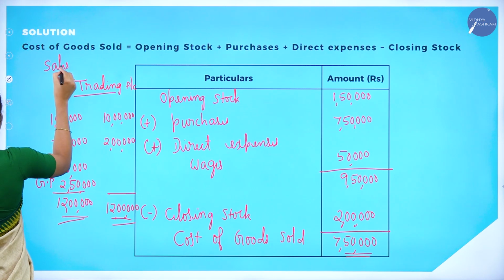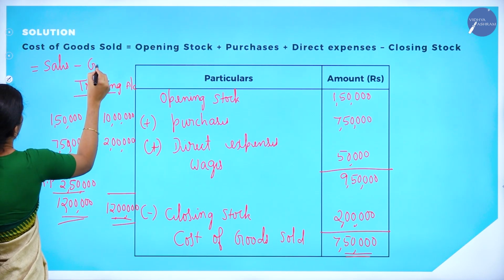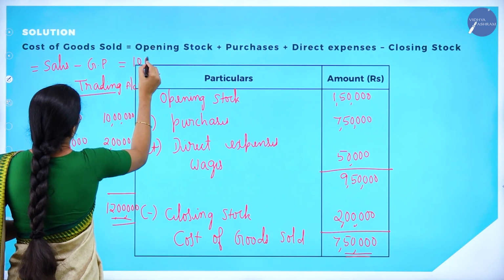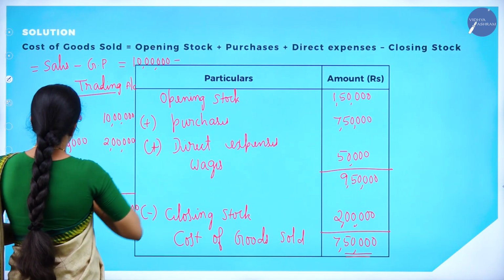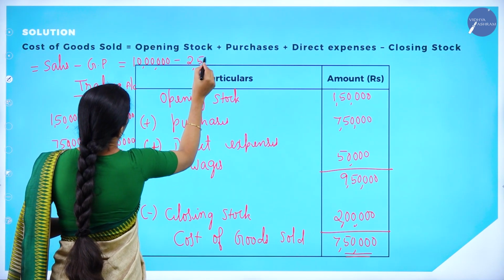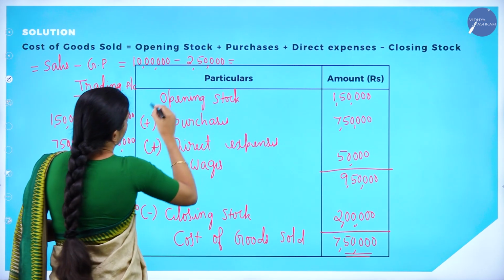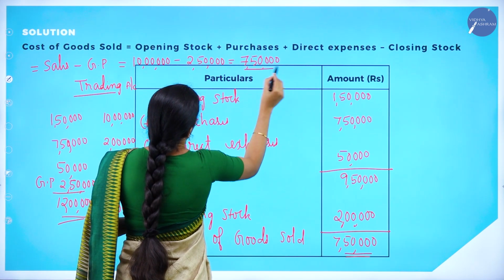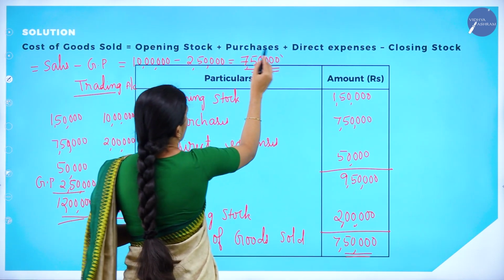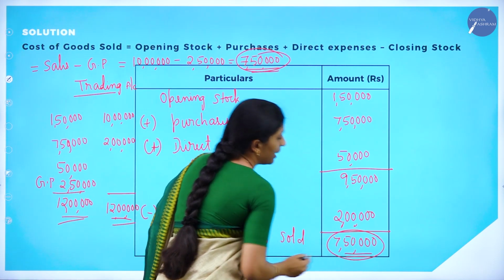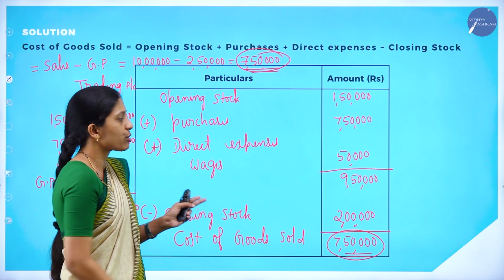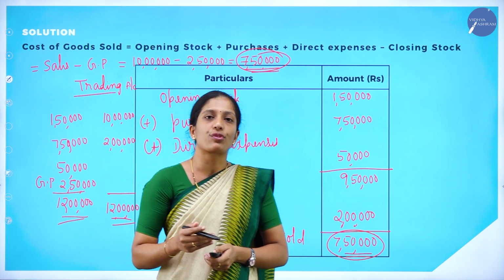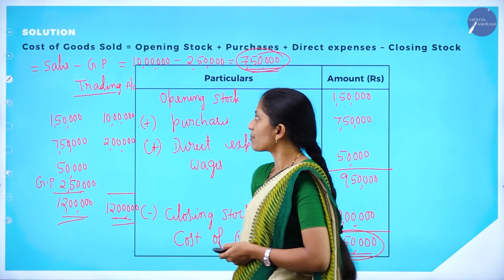So what is the formula? Cost of goods sold is equal to sales minus gross profit. So sales is 10 lakh minus gross profit 2,50,000. So it will be 7,50,000. So both the answers are same. If you apply that formula, or if you solve this way also, it is one and the same, 7,50,000. So hope you are clear about cost of goods sold, a very easy problem for 6 marks.